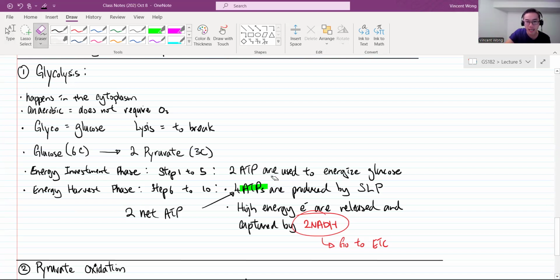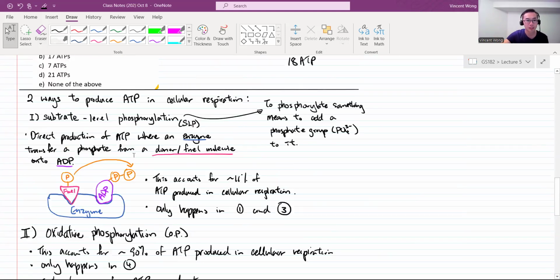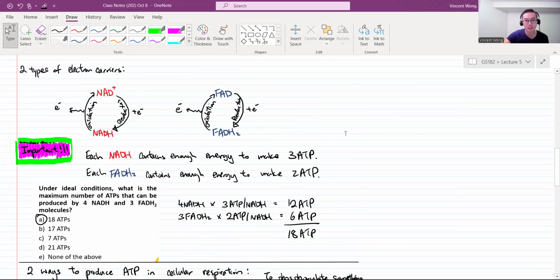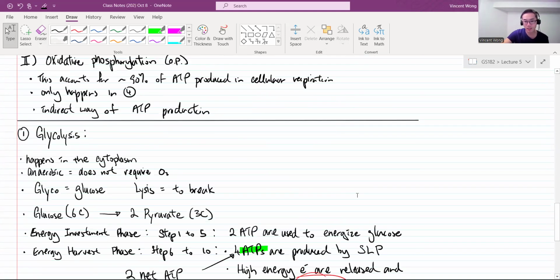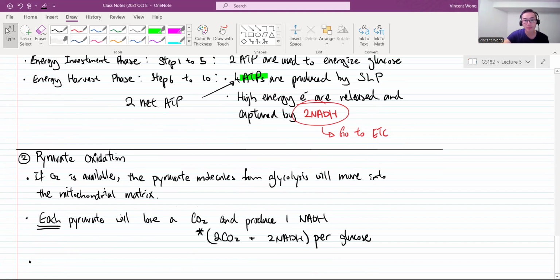We got back 4 ATPs and we got some energy carriers like NADH, 2 of them from glycolysis. And remember, each NADH is equivalent to 3 ATPs, from the important note right here. Each NADH contains enough energy to make 3 ATPs. So it's quite a good payback from the initial 2 ATPs. And then from the pyruvate oxidation, we are getting even more NADH. What I'm trying to get you to think about is we've only invested 2 ATPs at the beginning, but we have been getting quite a bit of return.